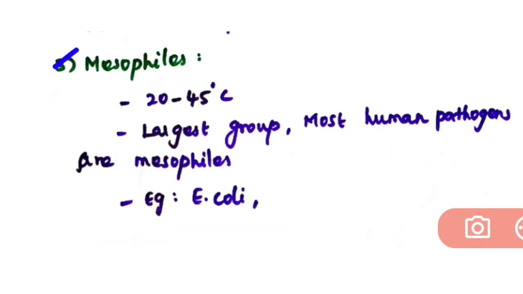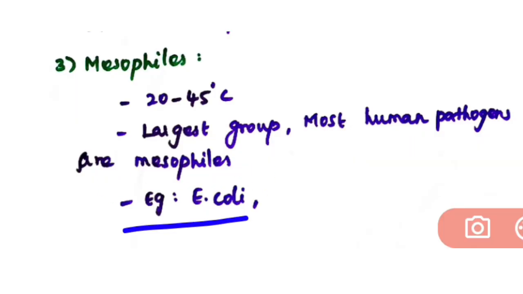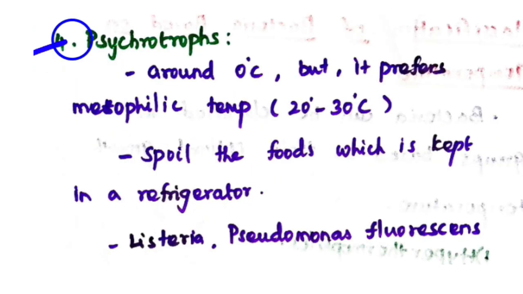Third one is mesophiles. Mesophiles grow at moderate temperature, that is 20 to 45 degrees. These are the largest group of bacteria. Most human pathogens are mesophiles. Example for mesophilic bacteria is E. coli.